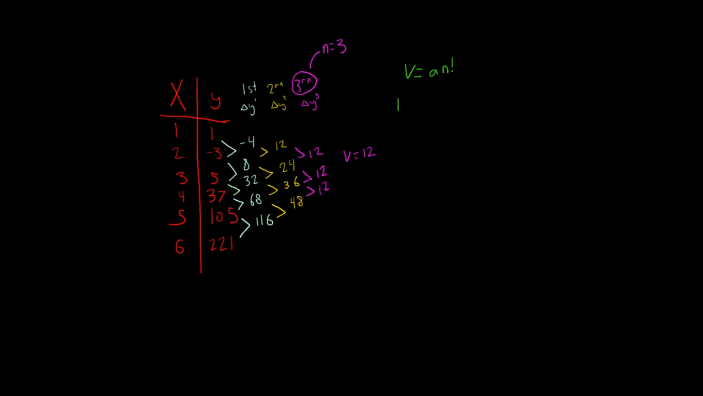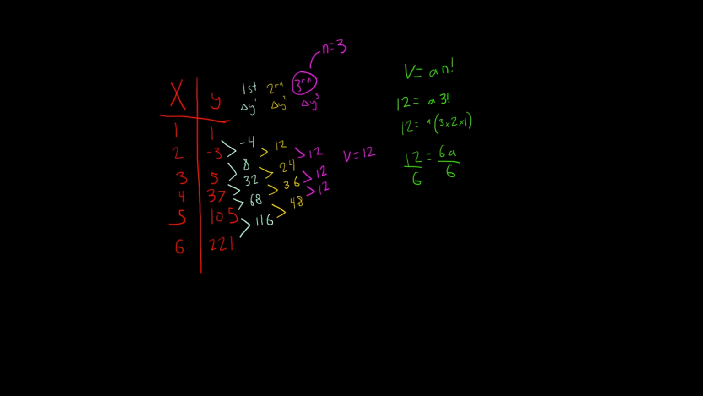So 12 would be equal to a, and then the n is 3, so it would be 3 factorial. So 3 factorial basically means just 3 times 2 times 1. So if it was 4 factorial, it would be 4 times 3 times 2 times 1. So we know that 3 times 2 times 1 is just going to be 6. So 12 equals 6a. And now we can just simply isolate for a.